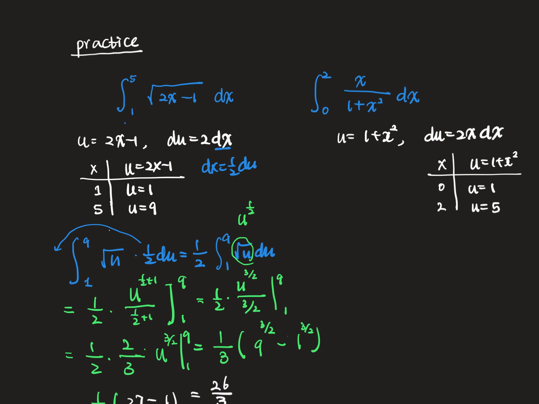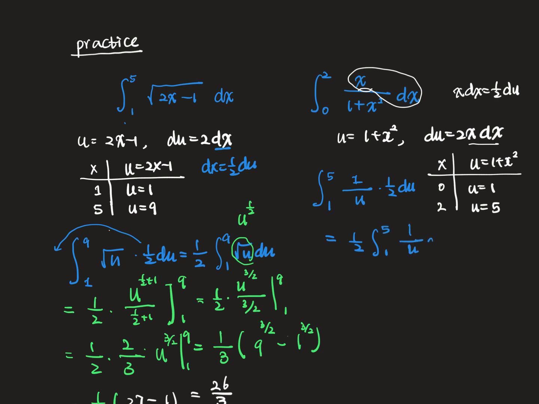Okay, let's change this one, integral 1 to 5. Here, 1 plus x squared is u. Now, x dx, it's x dx. So x dx gonna be 1 over 2 du. So here we write 1 over 2 du. So I'm gonna put the number in front of the integral. 1 over 2 integral 1 to 5, 1 over u du.